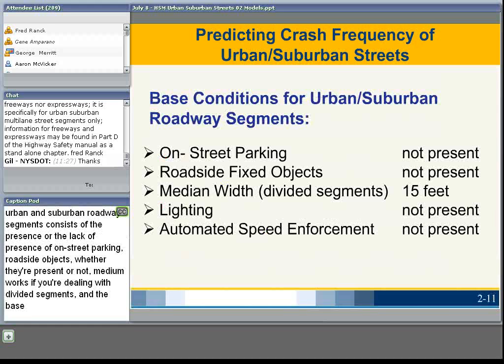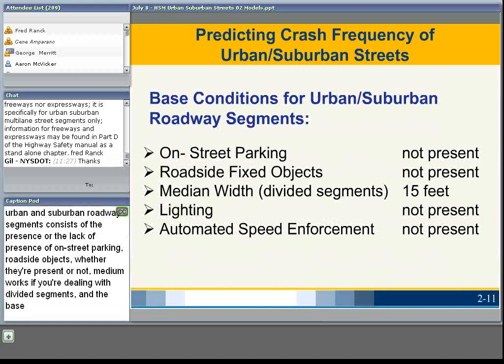And this is a copy of Table 12.3 for total crashes. Again, you can see on the far left is the roadway type, where there's a 2-lane, a 3-lane, 4-lane undivided, 4-lane divided, or 5-lane. And then your coefficients would be your A or B coefficients. Again, these are for total crashes.